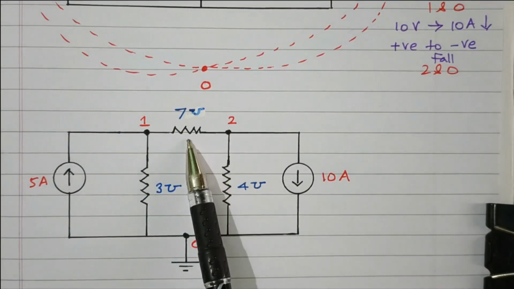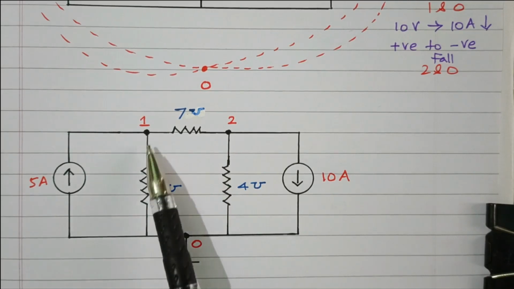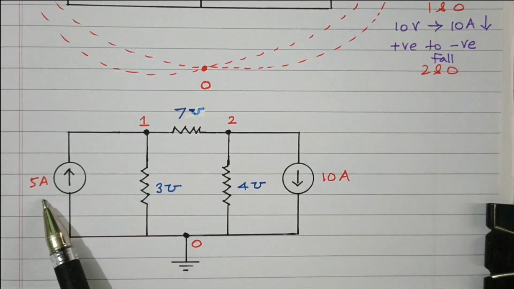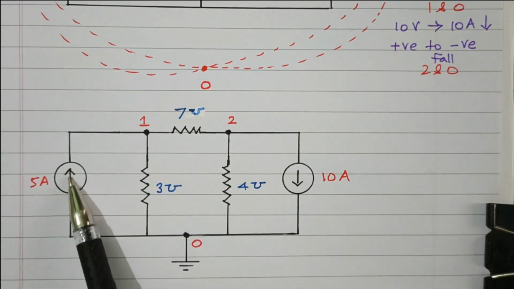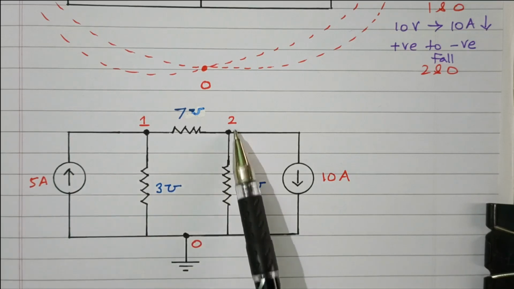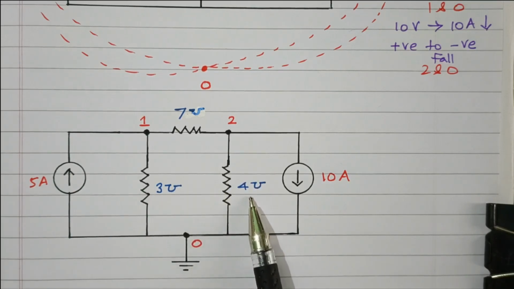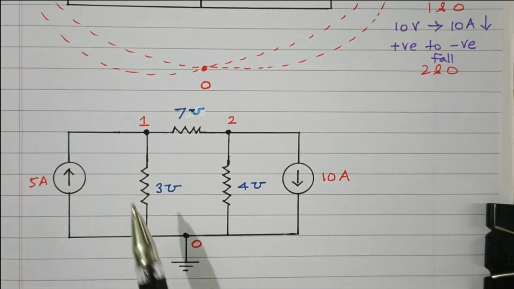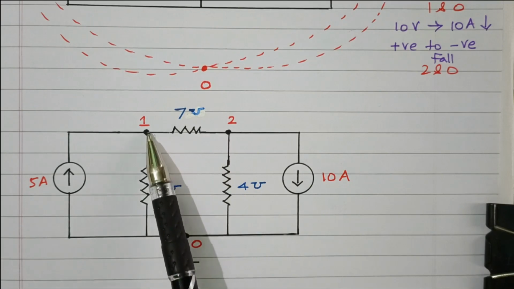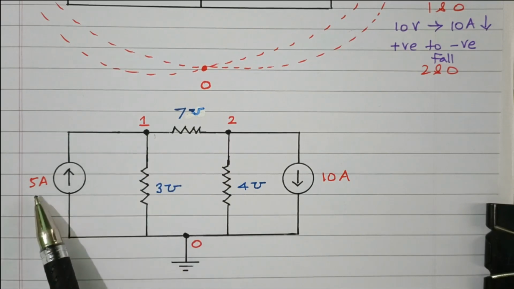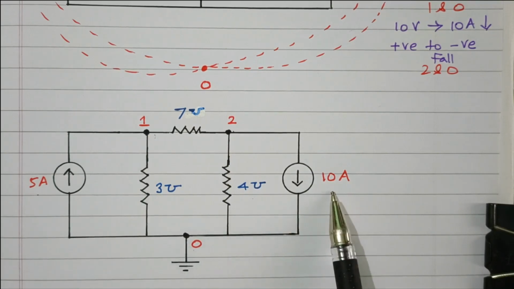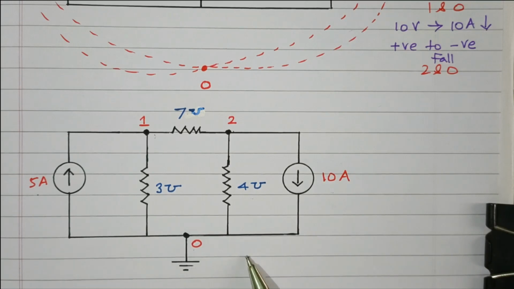Between 1 and 2, a 7 mho conductance is there. Between 1 and 0, this 3 mho conductance and also a 5 ampere current source going in the rising direction. Between 2 and 0, a 4 mho conductance and a 10 ampere current source going down, right? So between 1 and 2, one resistor. Between 1 and 0, one resistor and a current source. Between 2 and 0, one more resistor and another current source. So this is the dual of the given network.